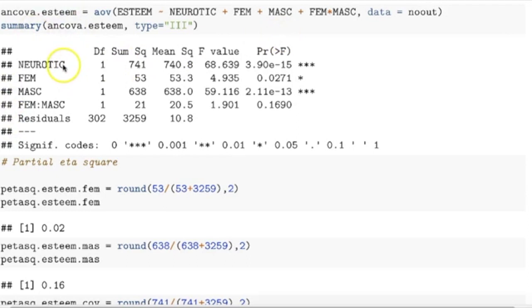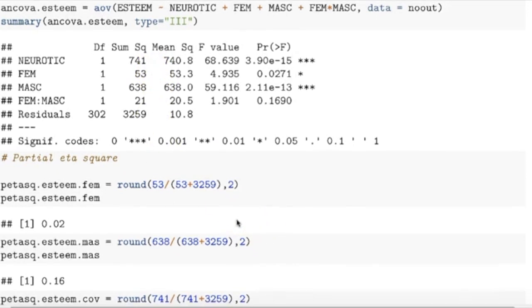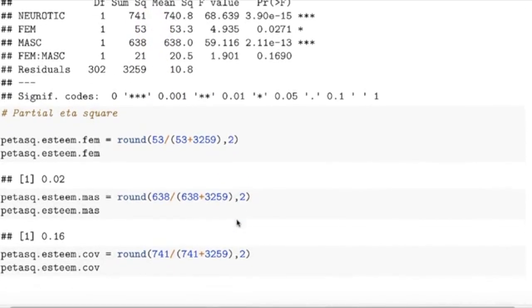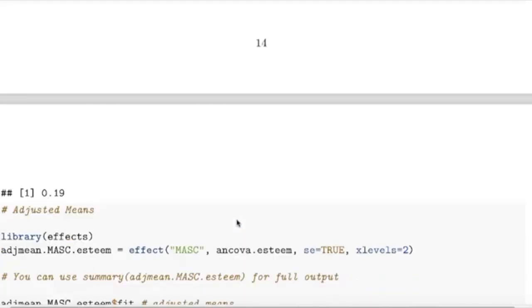And you can see that the covariate, femininity, and masculinity were significant. So I went ahead and found the partial eta square for all of those. And I just honestly did it by hand. Here I just type in from looking at the output. I did it for all of those three.